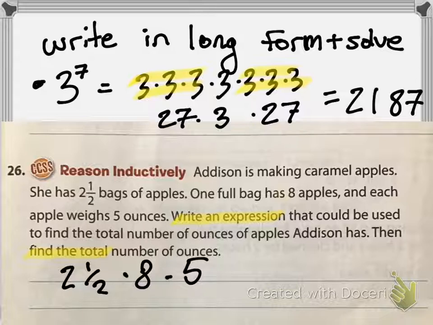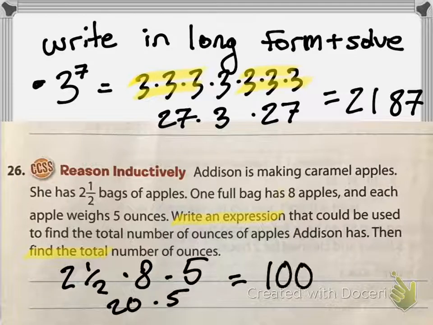Excellent. So 2.5 times 8, we got 20 times 5. What's 20 times 5? Liam. It is 100. So what we get here when we multiply, we get 100 ounces.